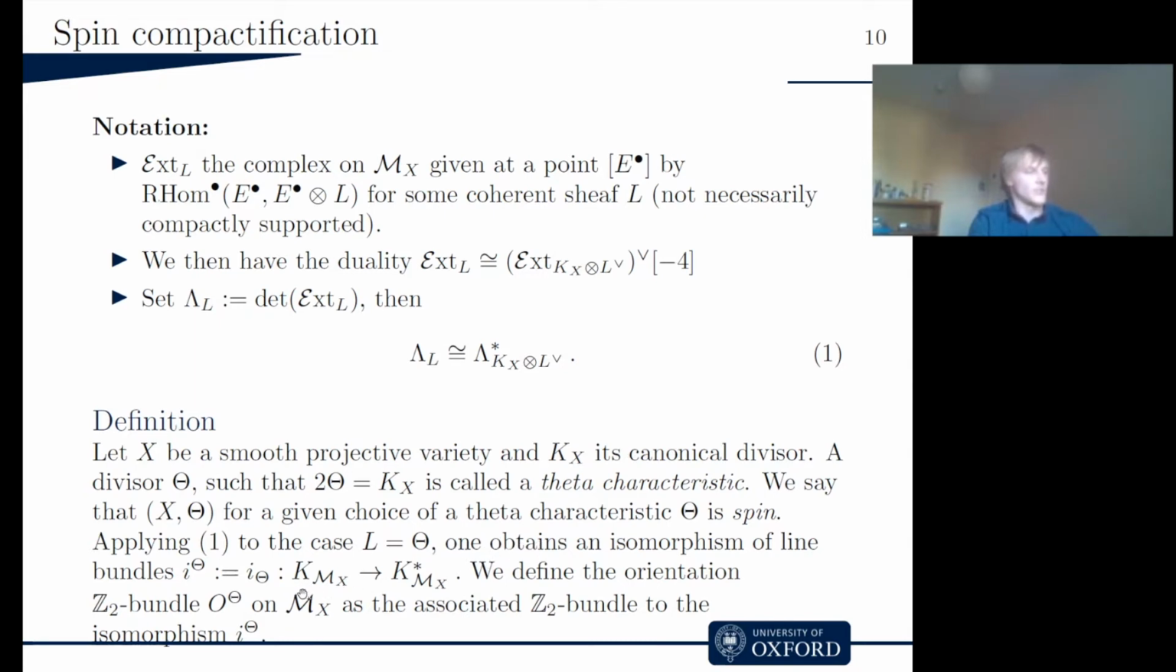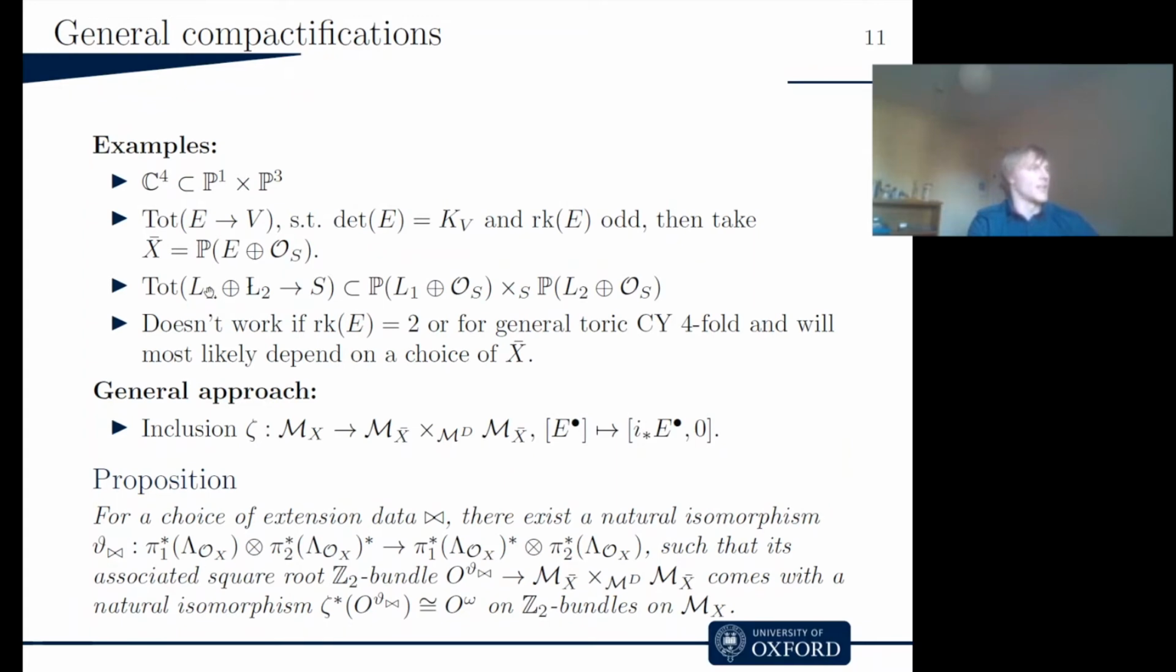So in this case, one has the duality and the associated Z2 bundle, and it's possible to show that this one is trivializable. And because all our compactly supported complexes sit inside of this bigger stack of all perfect complexes inside of a spin compactification, we get that in some cases we can prove orientability this way. So for example, C^4 can be shown to be orientable by embedding into P^1 × P^3.